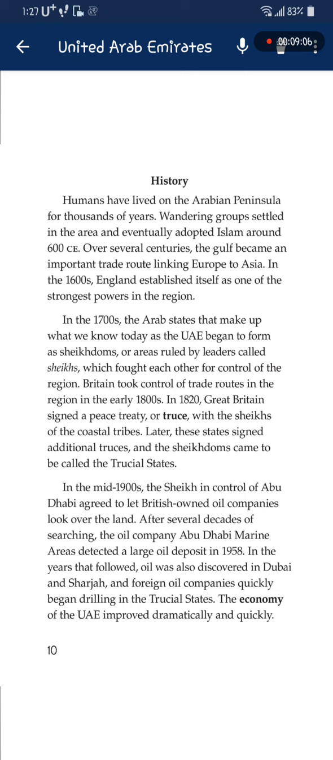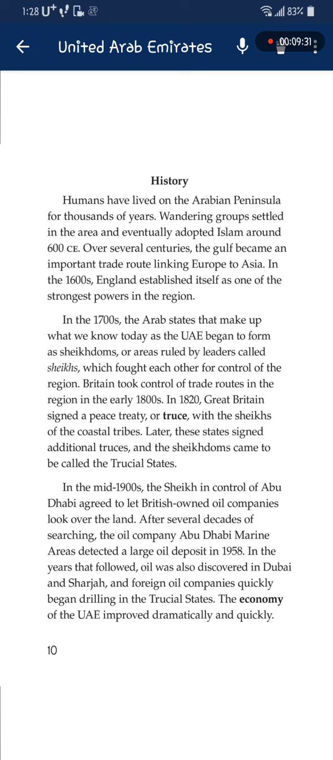In 1820, Great Britain signed a peace treaty, or truce, with the sheikhs of coastal tribes. Later, these states signed additional truces, and the sheikhdoms came to be called Trucial States.